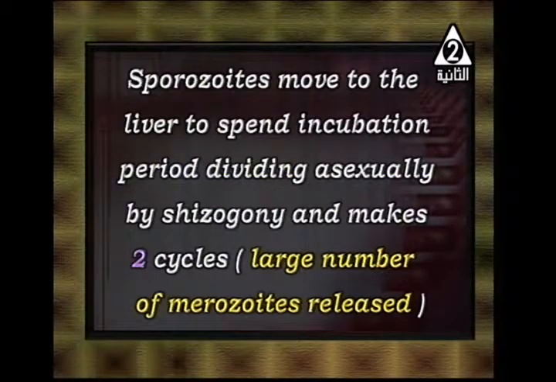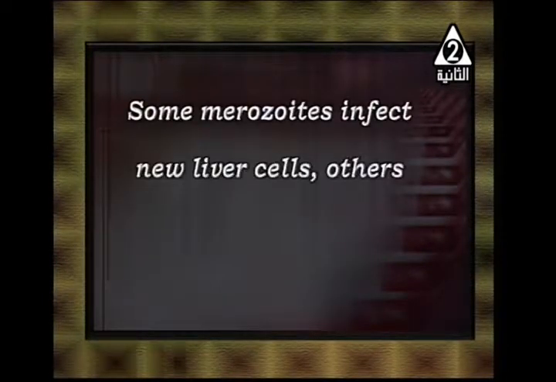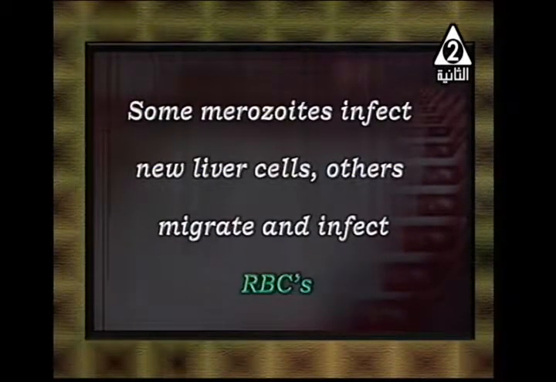Again, let me remind you, we said alternation of generation. We have two cycles, one of them sexual and the other one asexual. This is the asexual one, which happens in the liver of the human by releasing a large number of merozoites by the effect of schizogony. After that, some merozoites can infect the surrounding cells inside your liver, and other merozoites migrate and move inside your body to infect red blood cells.